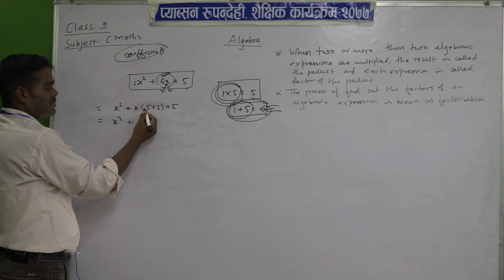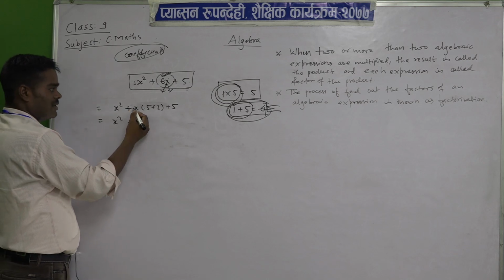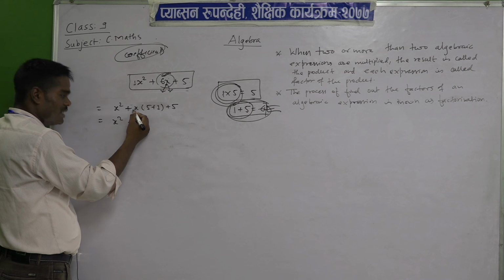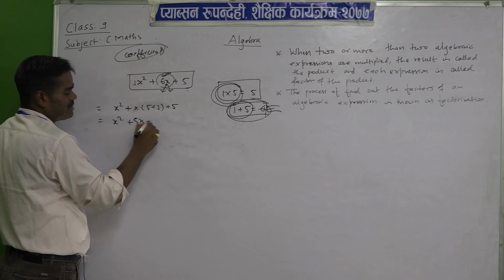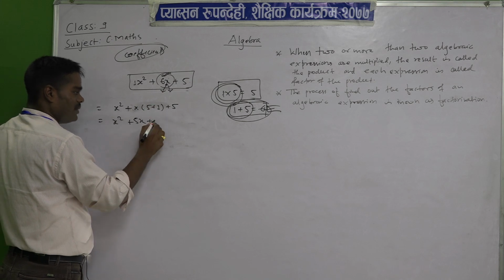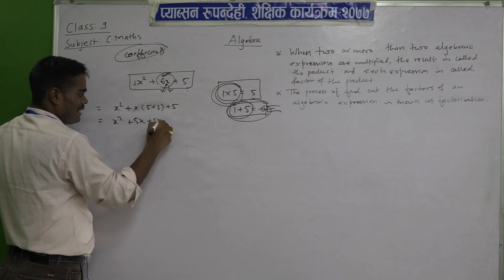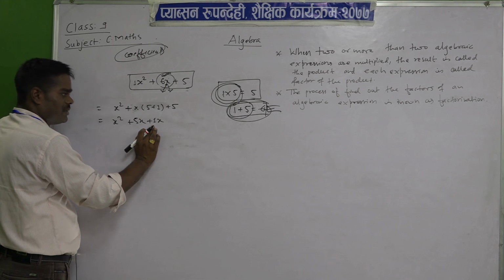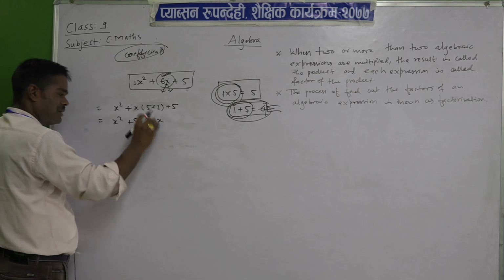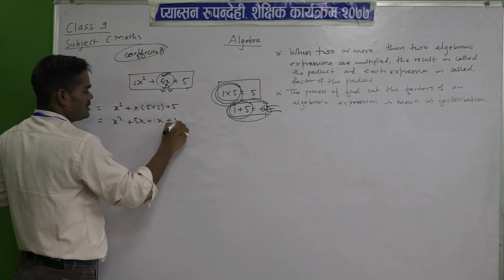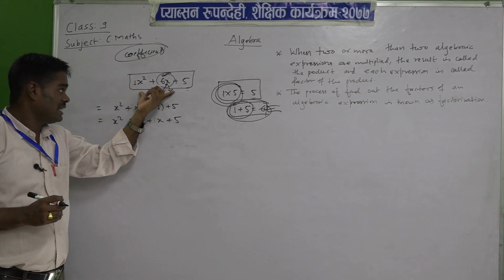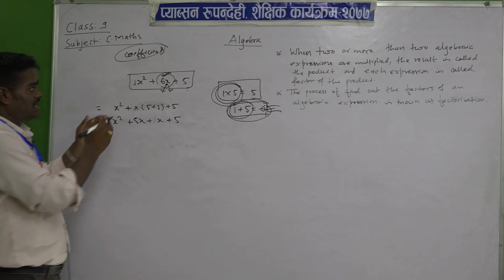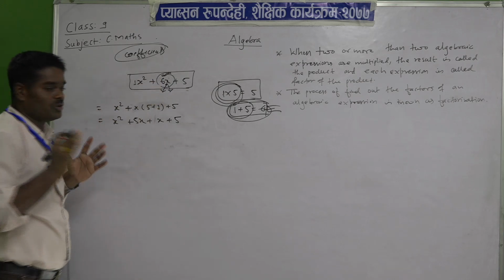So plus into plus, plus, no number is here means 1, 1 into 5, 5x, and plus into plus, plus 1 into 1, 1 and x. So you can write 1 also; if you don't write it, then also okay. यदि लेखे पनि हुन्छ नलेखे पनि हुन्छ, plus 5.